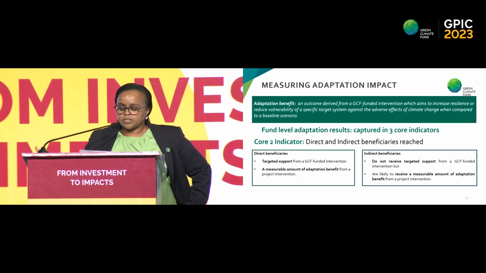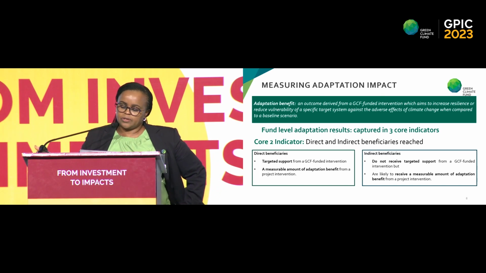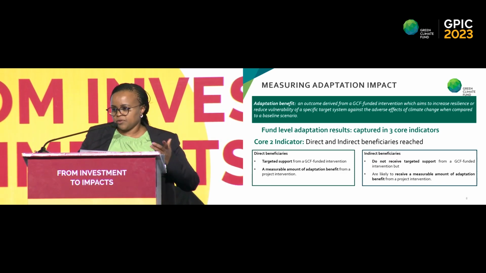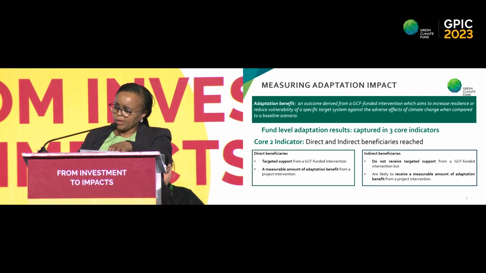Indirect ones are the ones that do not receive our support. They don't get benefit, for example, from GCF funding, but they are likely to benefit from that support. For instance, if you're targeting an enterprise, that's a direct beneficiary, but the workers are not necessarily the target. So those are indirect beneficiaries, or even their households, for example. So I think that's just the first indicator.